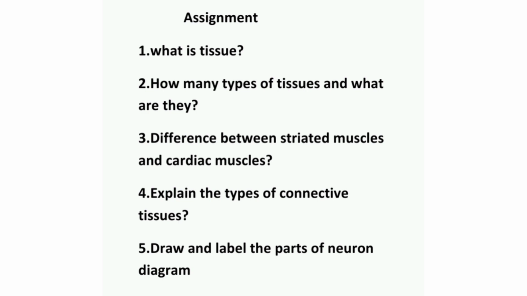Once again, first one, what is tissue? Second one, how many types of tissues are there and what are they? Third one, differences between striated muscles and cardiac muscles. Fourth one, explain the types of connective tissues. Fifth one, draw and label the parts of a neuron diagram.